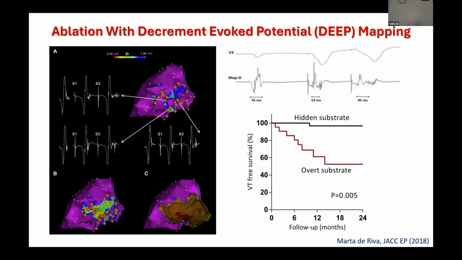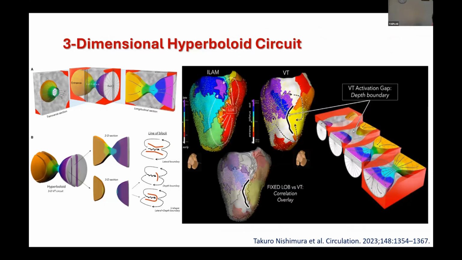So I think the concept is that we are using different methods, but trying to demonstrate the same thing: when you have the disease substrate closer to the line of block, probably you will have a higher chance of being close to the entrance or close to the exit. When you are close to the entrance or exit, usually that part will be associated with relatively slow conduction. So you will have more chance of some decremental properties based on the deep map. In this study, the deep mapping is also almost the same.